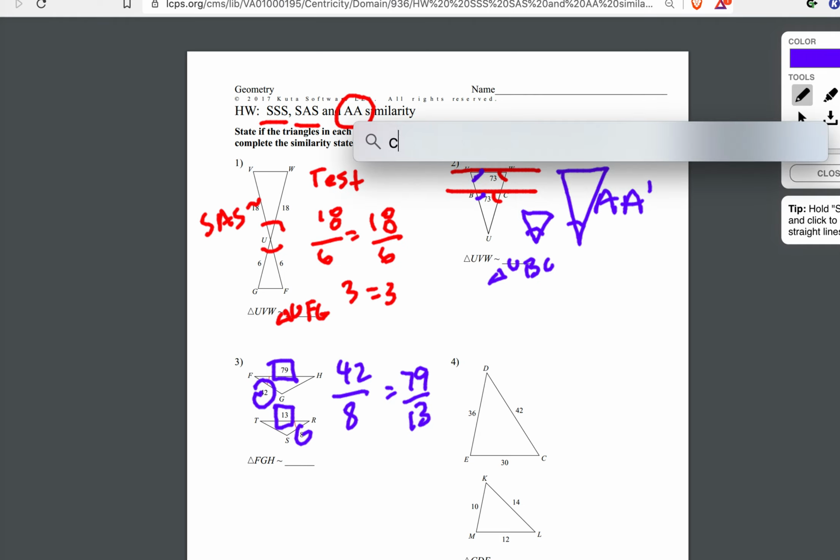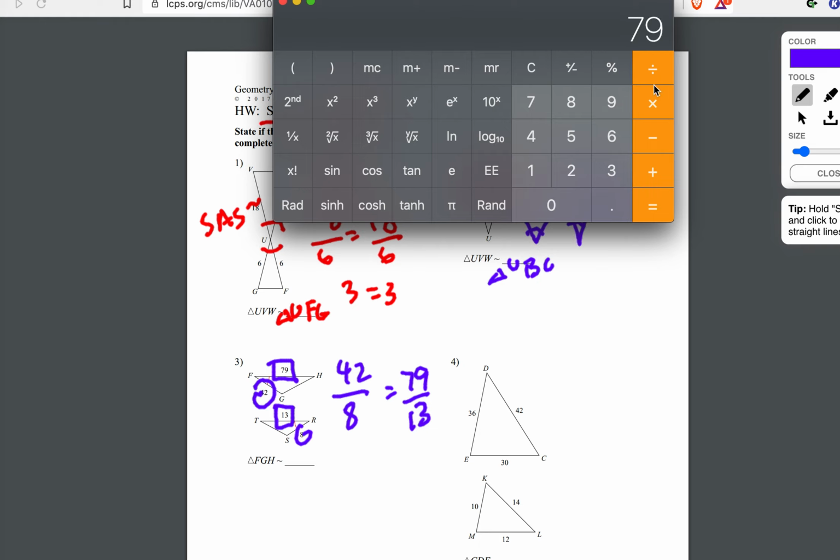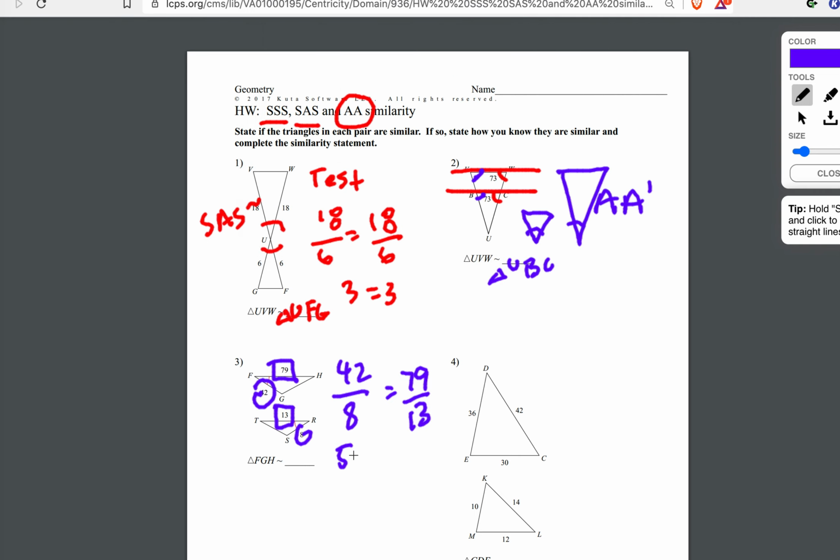So let's take a calculator. 42 divided by 8 is 5.25. 79 divided by 13 is different. So this is 5.25 and this was 6.0 something. So they're not similar, because they have to grow and shrink, enlarge or reduce by the same amount.